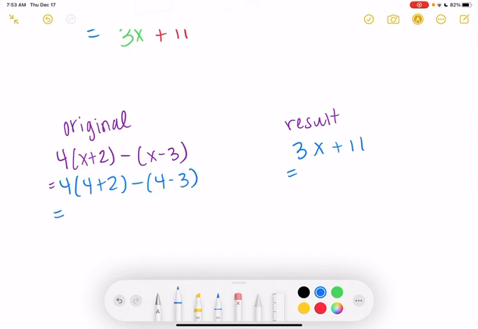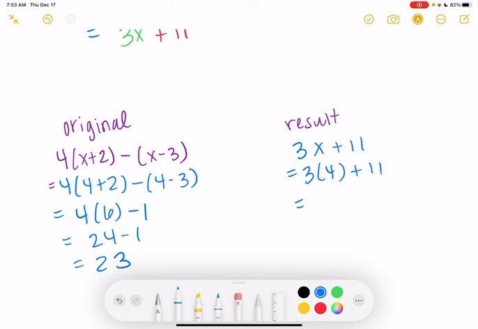I'm going to use order of operations to simplify. So I'm going to do what's in the parentheses first. So I have a 4 times 6 minus 4 minus 3 is just 1. 4 times 6 is 24 minus 1. I get 23. If I plug in 4 for my result, I have 3 times 4 plus 11. 3 times 4 is 12 plus 11 equals 23. And they match, so we did it correct.